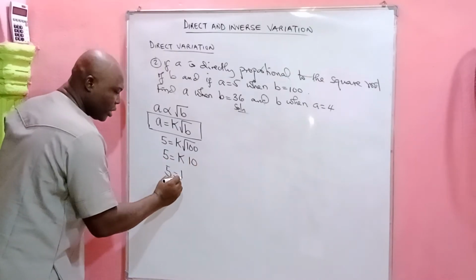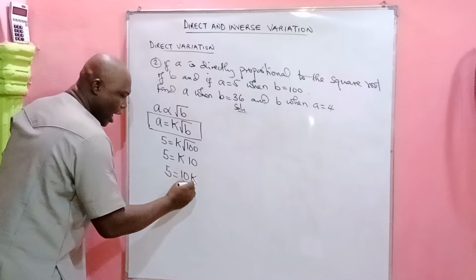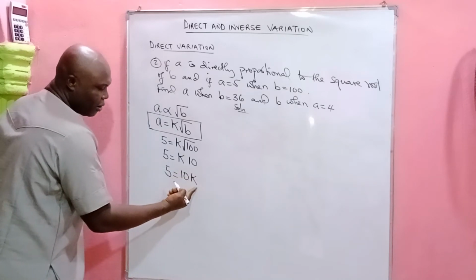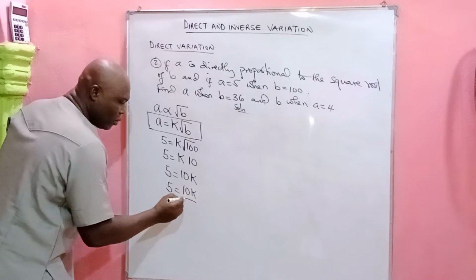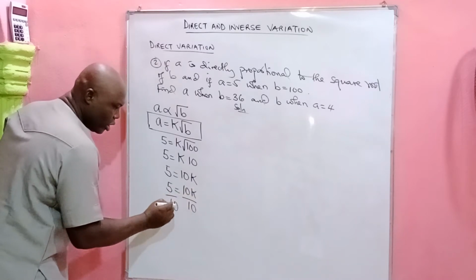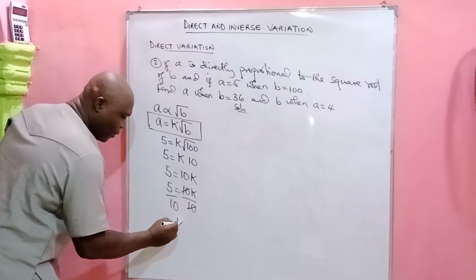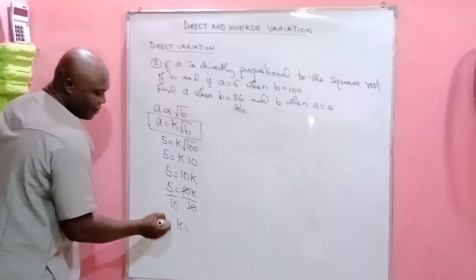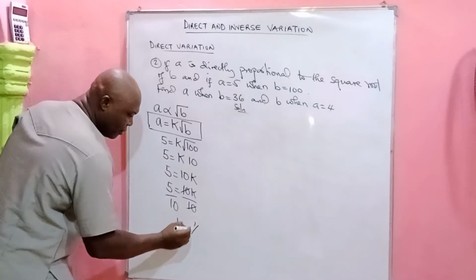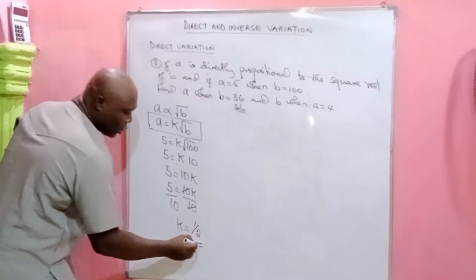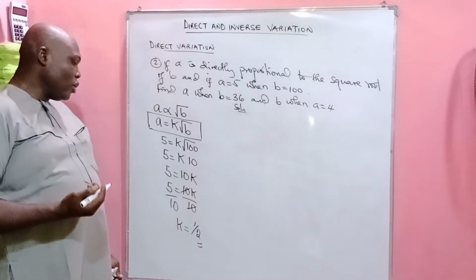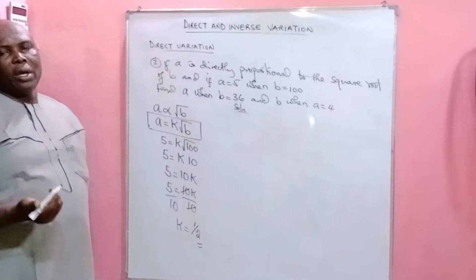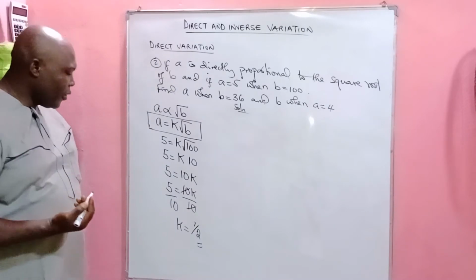K times 10 will give us 10k, and we want to make k the subject of the formula. So we have 10k. To find k, we divide both sides by 10. 10 cancels 10. Therefore, k will be equal to 5 over 10. 5 divided by 5 is 1, and 5 divided by 10 is 2. So our constant of proportionality is 1 over 2, which is half. You can either use 1 over 2 or 0.5. Whichever one, it will work for you.